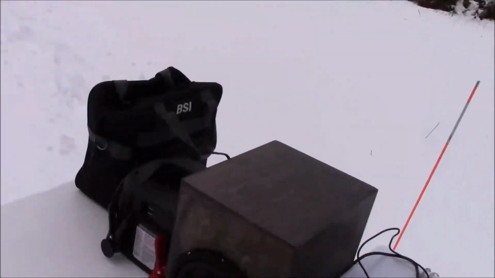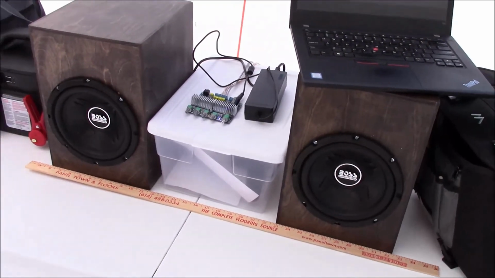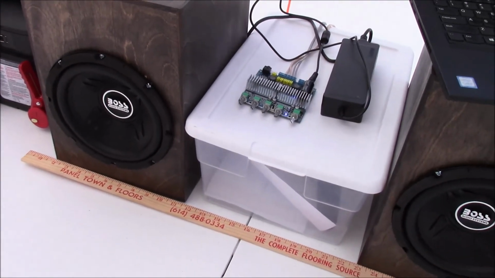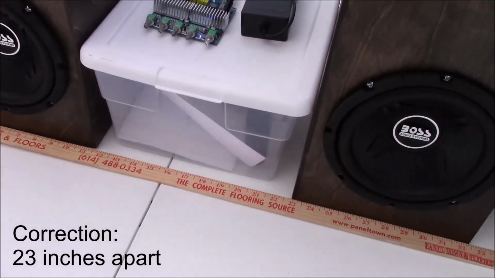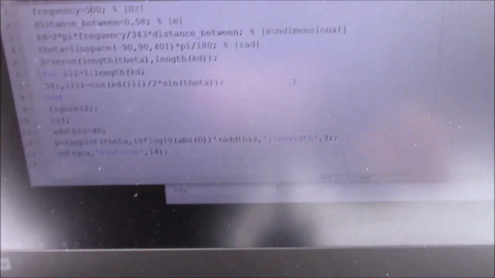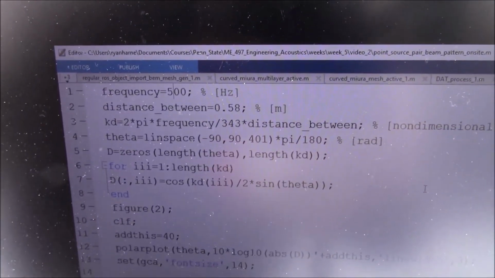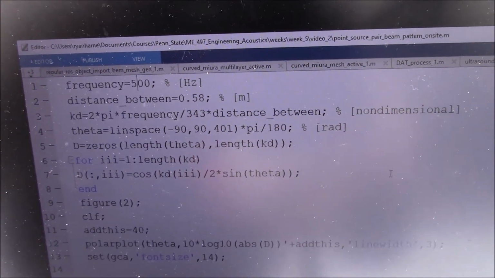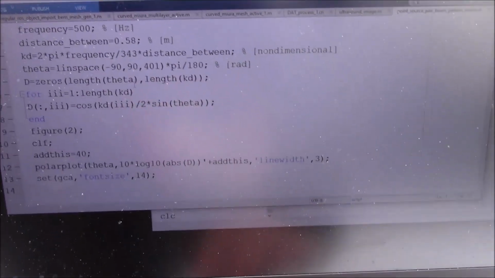Hey everyone, we're going to test out constructive and destructive interference. So let me show you what we've set up. Here we have a pair of speakers, an amplifier, and a function generator driven by an amp. The speakers are approximately 24 inches apart from center to center, and if we use MATLAB to approximate the beam pattern for this configuration, plugging in our numbers of frequency, we'll drive this at 500 Hertz. They're spaced apart by about 24 inches, which is around 58 centimeters, and the remainder of the code is shown.